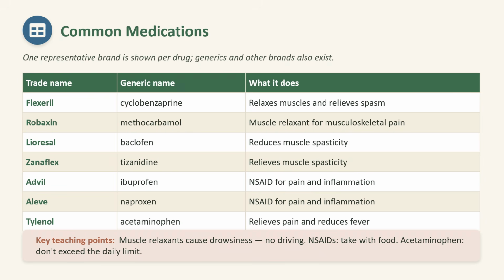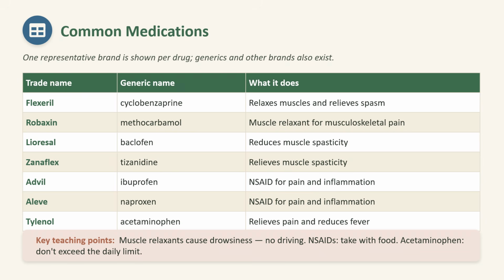Here is the medication table for the muscular system. Recognize these on a chart and know which category each belongs to. The first 2 are muscle relaxants, Flexeril, which is cyclobenzaprine, and Robaxin, which is methocarbamol. Both ease spasm, both cause drowsiness. The next 2 are antispasticity agents, Lioresal, which is baclofen, and Zanaflex, which is tizanidine, used for neurologic spasticity, not for a simple strain.